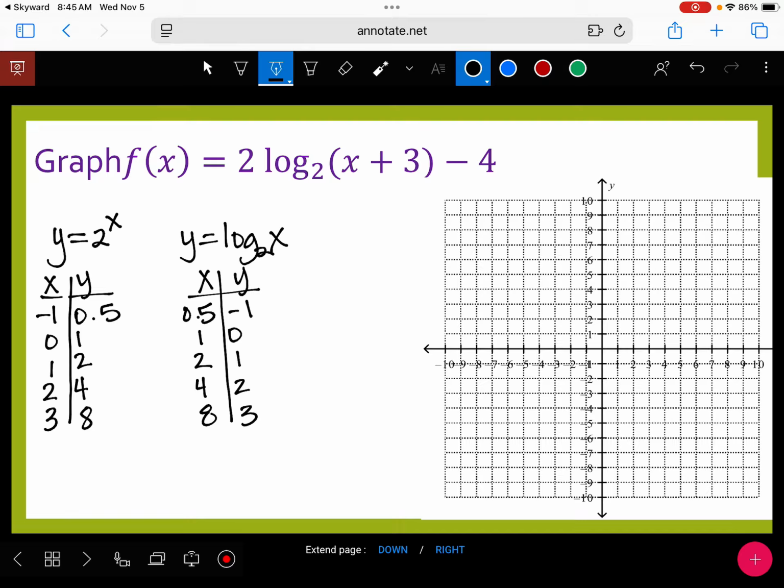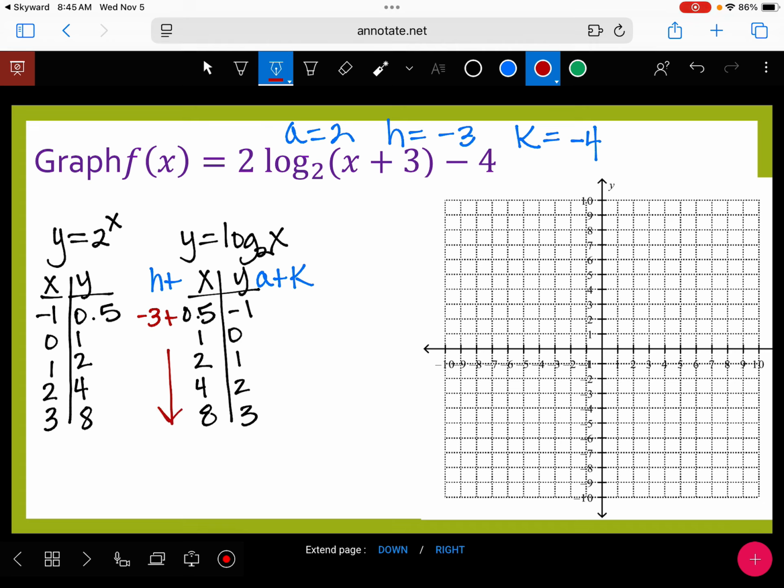So for this one, A is 2. What is H? -3. And what's K? -4. So this time we do need to consider A, because this one is vertically stretched. So I'm going to add the -3 all the way down. And then these values, I'm multiplying by 2 and adding -4 all the way down, which is the same as subtracting 4. So go ahead, take a few moments.